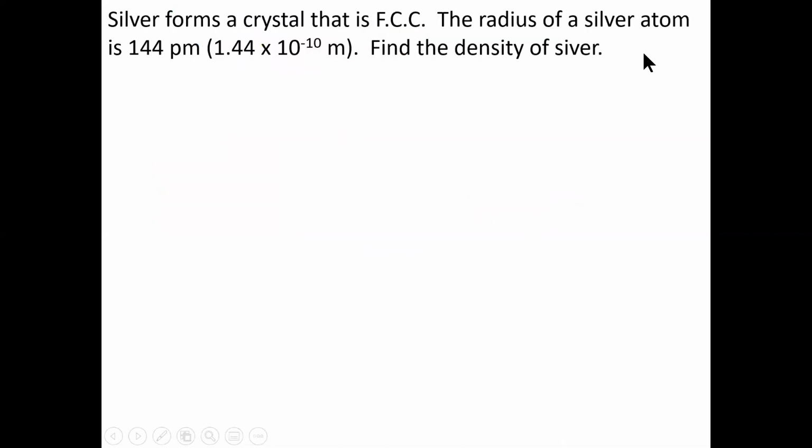Now, let's just move this to read the next question here. So let's say we have silver and it forms a crystal that's face-centered cubic again. The radius of a silver atom is 144 picometers. Now remember what a picometer is. It's 10 to the minus 12 meters. Very, very short distance because atoms are tiny. So now let's find how we can determine the density of silver given the radius of the silver atom, given the fact that it's silver. We know the molar mass of silver.